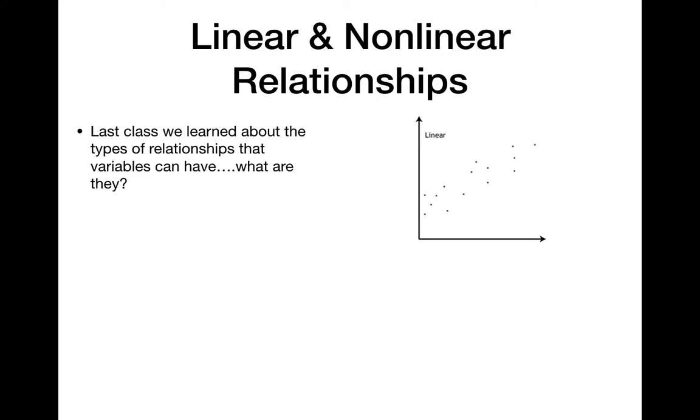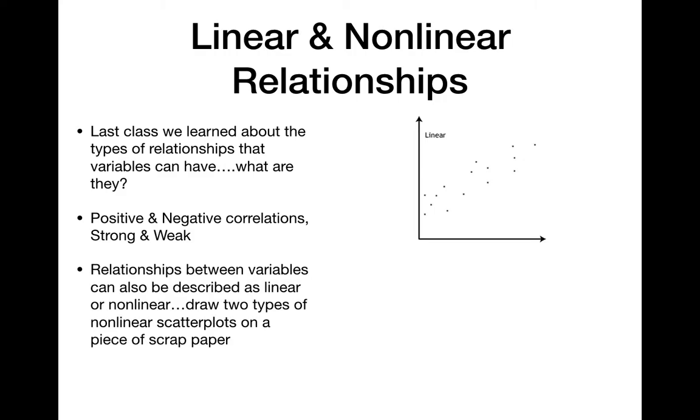So last class, you guys learned about different kinds of relationships that variables can have. Can you remember the different kinds of relationships? So we have linear, non-linear, and of course, positive and negative correlations, as well as strong and weak correlations. Those were two types that we talked about last class. We can also talk about them as being linear and nonlinear.